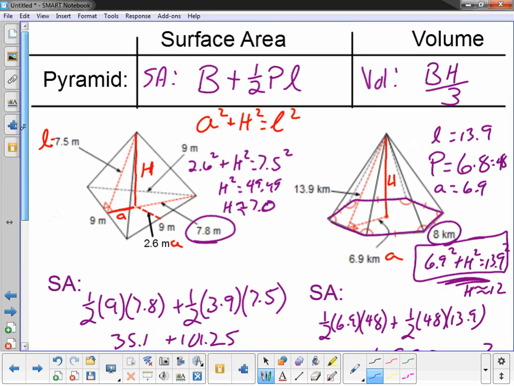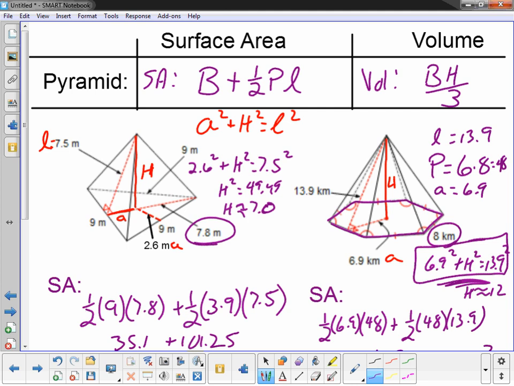But those are the formulas for surface area and volume of a pyramid. It gets tricky when the base isn't a nice shape like the ones we used way back in algebra or in 8th grade math. They're a little bit more complicated.